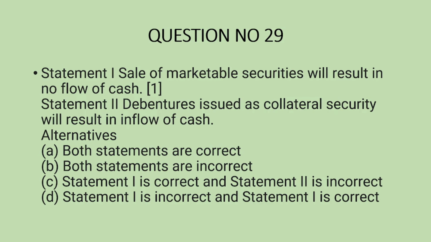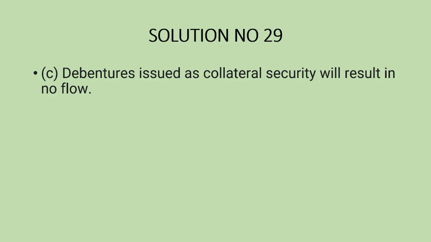Now, question number 29, statement 1: Sale of marketable securities will result in no flow of cash. Statement 2: Debentures issued as collateral security will result in inflow of cash. The alternatives are: both statements are correct, both statements are incorrect, statement 1 is correct and 2 is incorrect, and statement 1 is incorrect and 2 is correct. The answer is the last option, since debentures issued as collateral security will result in no flow.